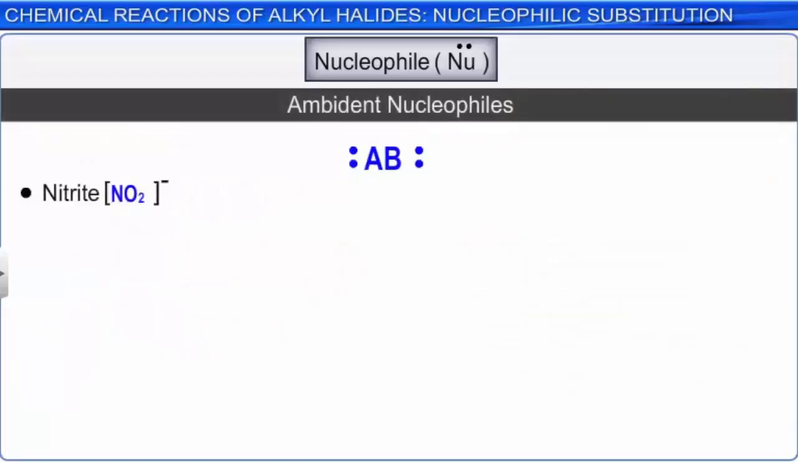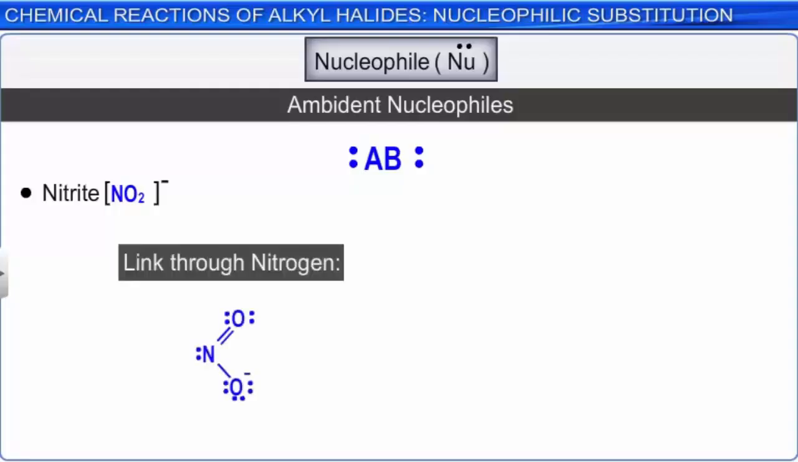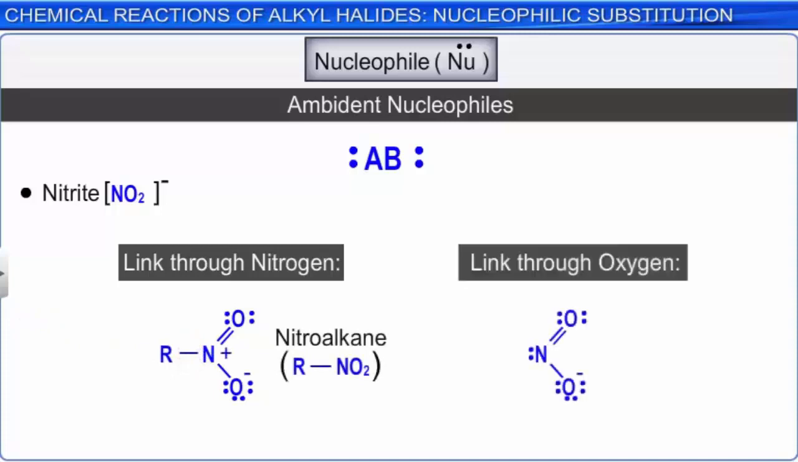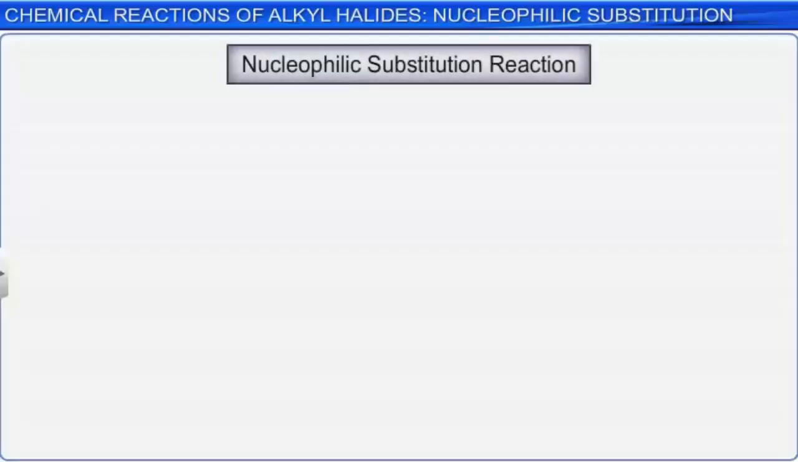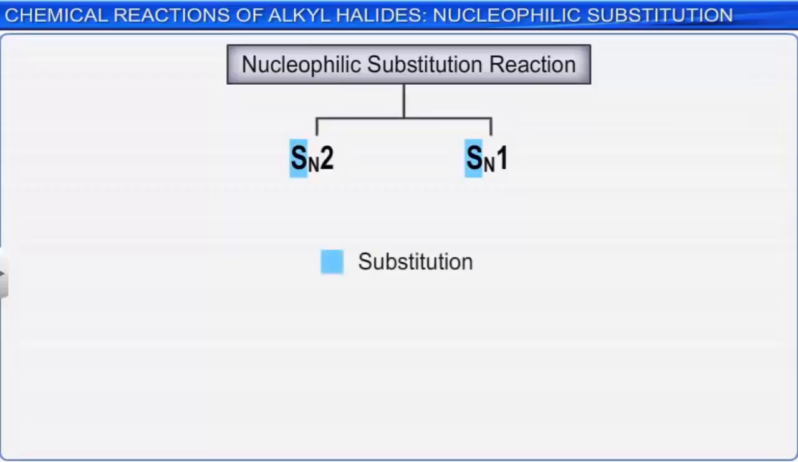The nitrite ion is another example of an ambident nucleophile. If it links through the nitrogen, a nitroalkane will form. It can also link through the oxygen to make alkyl nitrites. Depending upon the mechanism or the reaction conditions, nucleophilic substitution reactions can be classified as SN1 or SN2 reactions. The S is for substitution and the N is for nucleophilic.